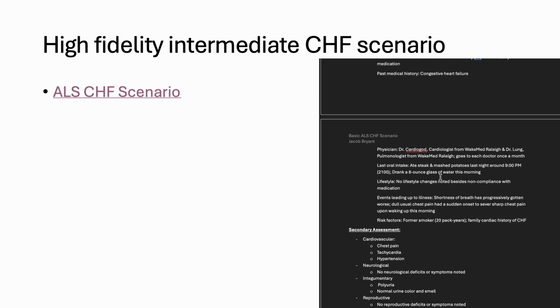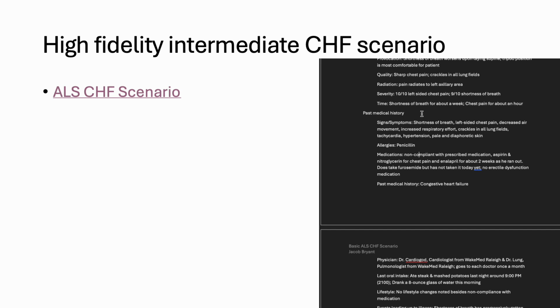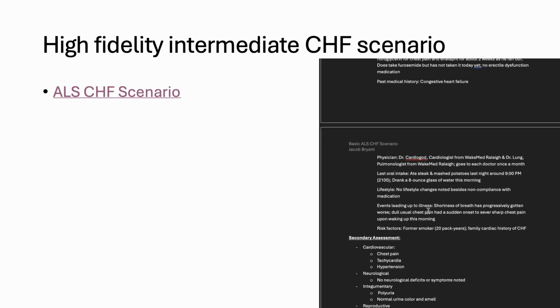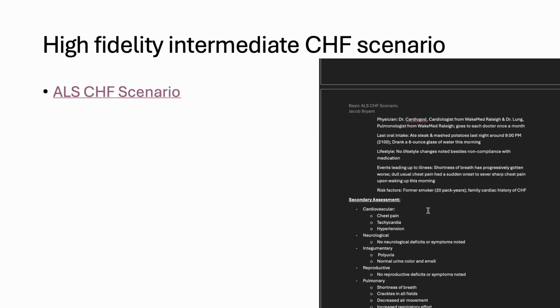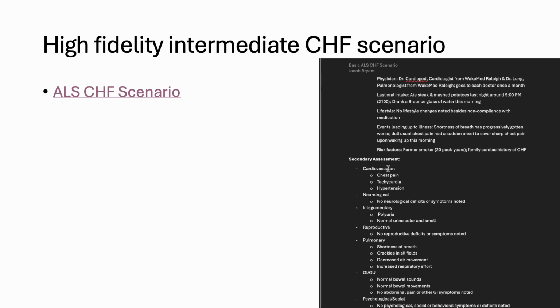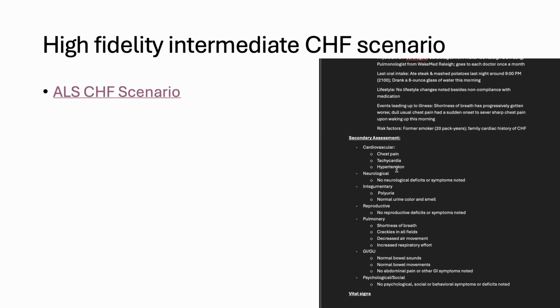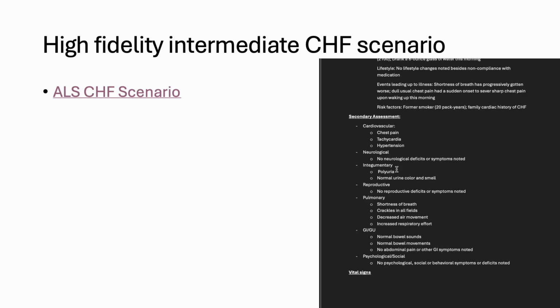Says shortness of breath has been going on for about a week, as I was saying up here, but has gotten progressively worse. And the usual chest pain he had was a sudden onset of severe chest pain this morning. Was a former smoker and does have a family cardiac history of CHF. Going quickly through the cardiovascular secondary assessment, has chest pain, tachycardia, hypertension, and does have increased urination.